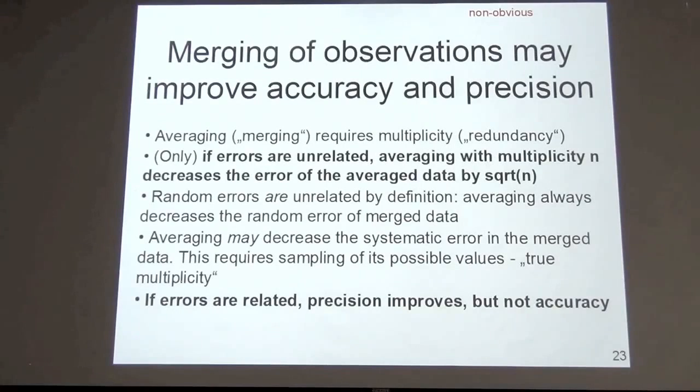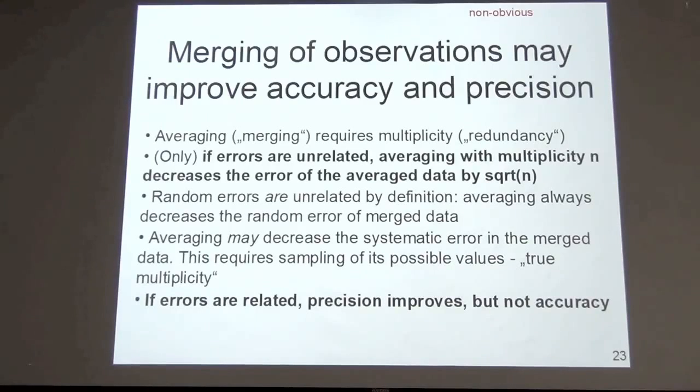So it requires some multiplicity, and if this multiplicity of, let's say, n is available, then the error of the average data will be less than the error in the original data by a factor of square root n. This is just error propagation, right? And so random errors are really unrelated. They are never related, yeah? Because they are just due to quantum effects, and one quantum process does not know anything about a different one. So averaging of random errors always decreases the random error of the merged data.